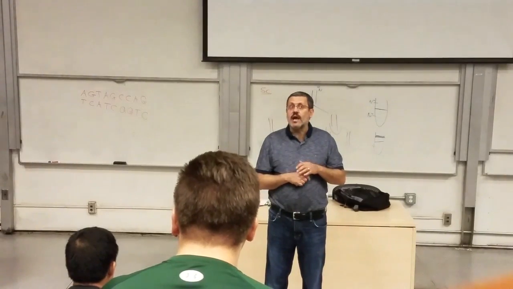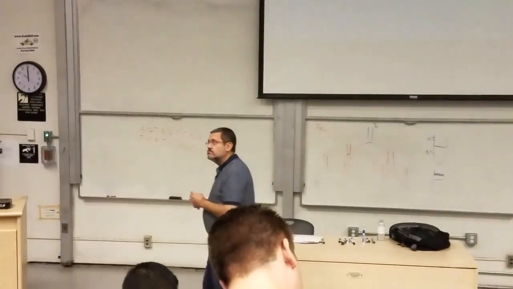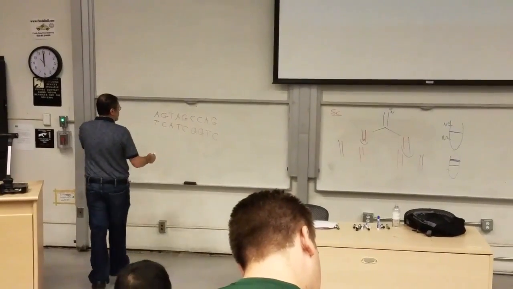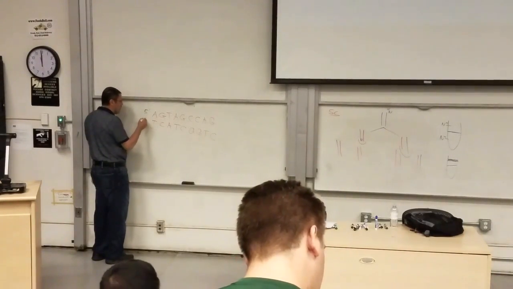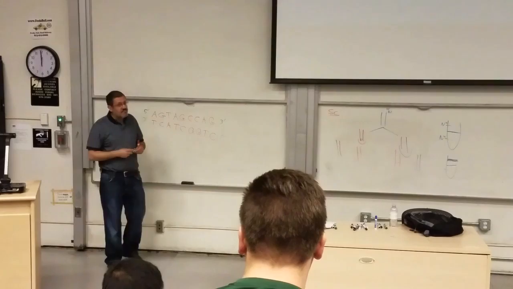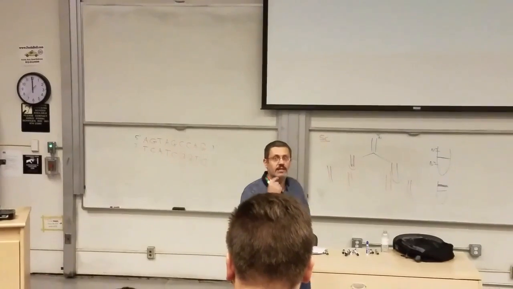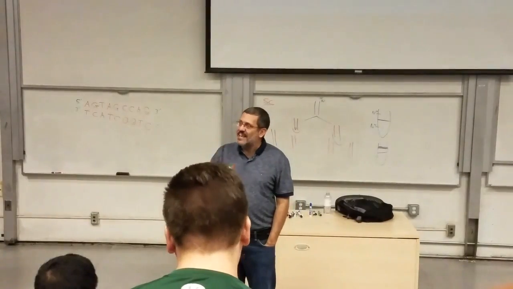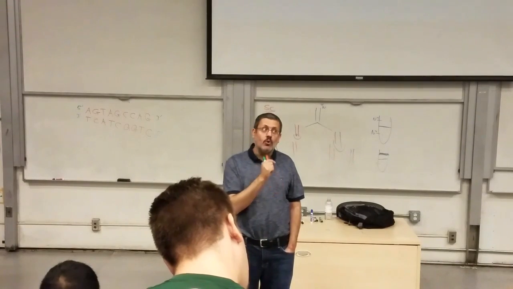Now the answer is you can't tell. It could be either. What do you need to know? What's conspicuously missing from here? Ends. Okay, so I'm going to give you ends and try to make you happy. 5 prime, 3 prime, 3 prime, 5 prime. I've given you ends. Which is the template strand? And you still can't tell because it could be either the bottom or the top.